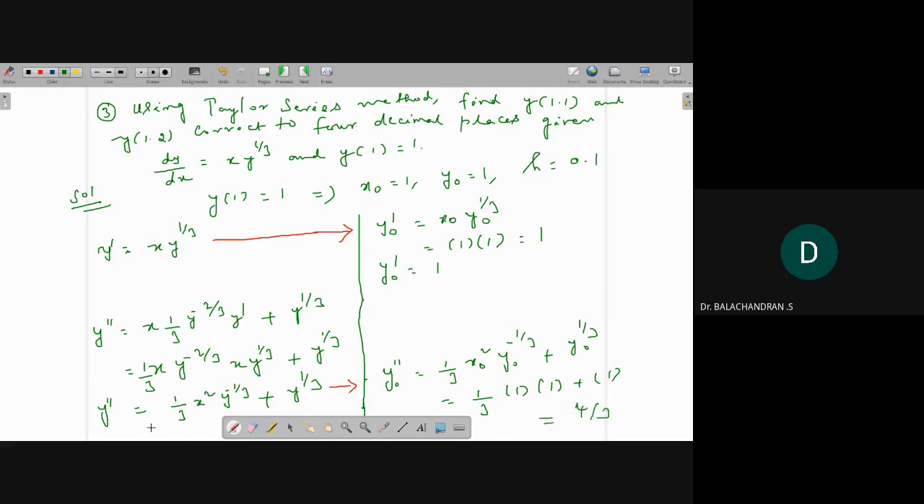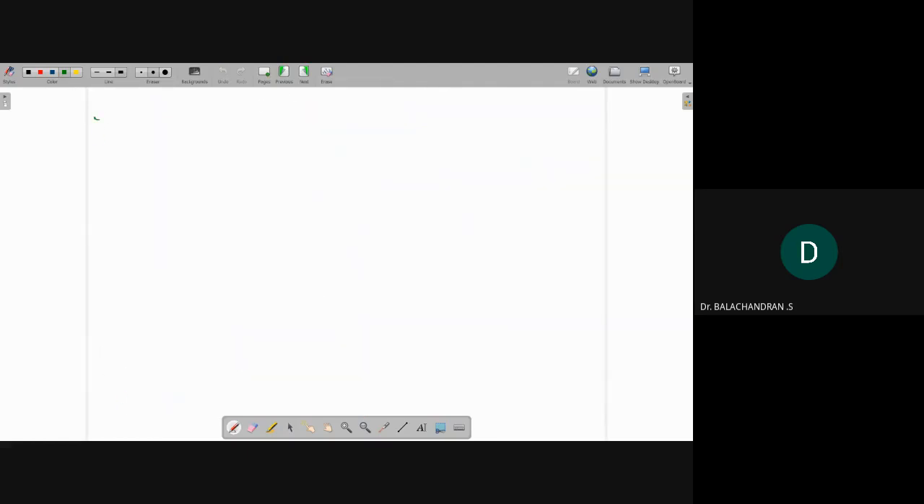Next you should find y triple dash. Y triple dash, okay. So please check it. I think you have 1 by 3 x square into y power minus 1 by 3. So I'm keeping x square by 3 as it is. If you differentiate y power minus 1 by 3, you get minus 1 by 3 into y power minus 1 by 3 minus 1, that is minus 4 by 3 into y dash.